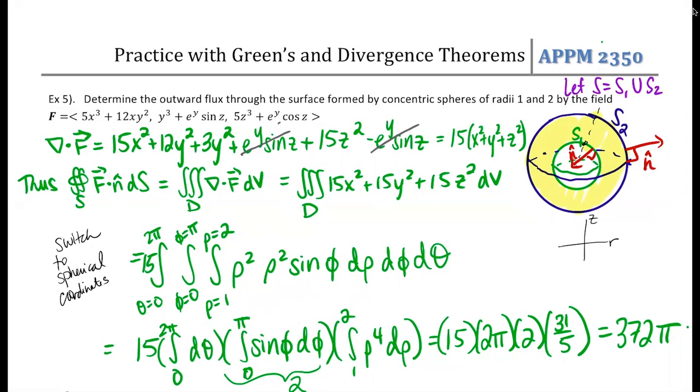Okay, and then when you switch to spherical, you're able to evaluate the triple integral, and we get 372 pi for the net outward flux through this region. So this is a good example of how the divergence theorem really combines a lot of the things we've learned so far, because I'm trying to figure out the flux, but we end up doing it by doing a triple integral, and that requires a coordinate change. So we're really putting together all of our different skills we've learned so far in this application.